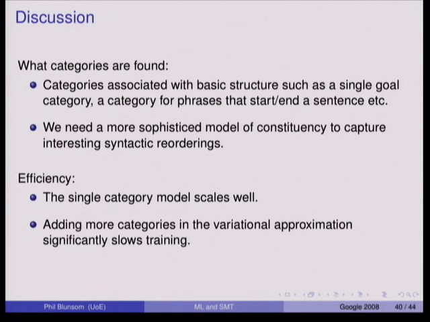In terms of the efficiency of this model, doing this with a single category scales really well. We could train on millions of sentences using a cluster without too much trouble. Adding more categories slows things down very quickly. That's why, with the variational approximation, you have to represent as many categories as you've chosen, which is a bit of a limitation.